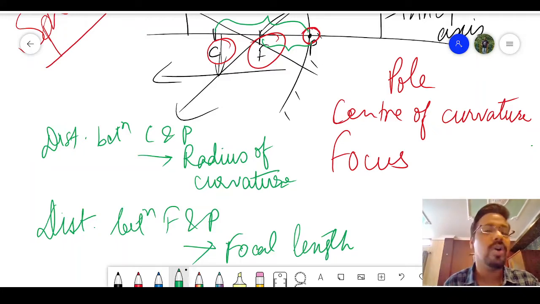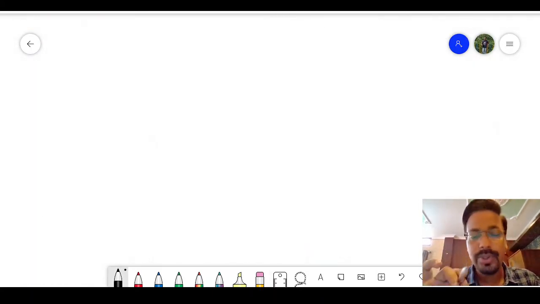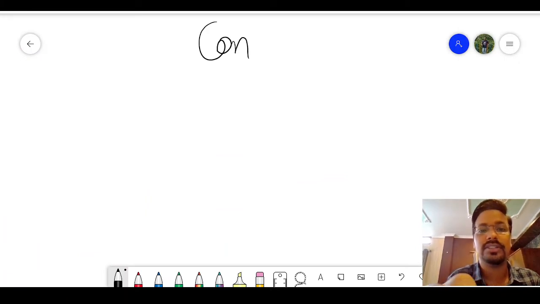So now we have known all the points. Let's move on to the diagram of how to draw the ray diagrams for the mirrors. We're going to start off with concave mirrors.